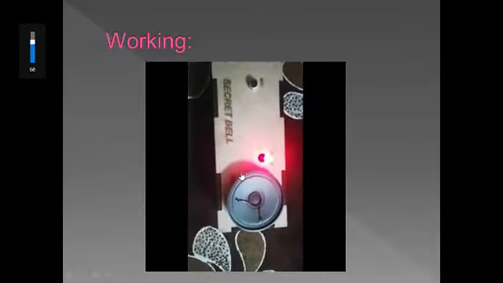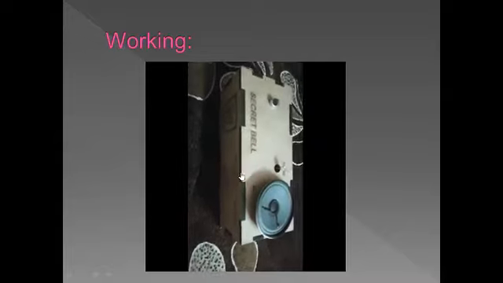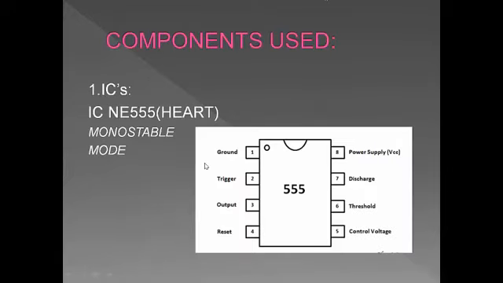So first I'll show you a glimpse of our project, a small working of it. So here when I blew the air in the mic, there was the pulse generated by the IC-NE555 and IC-UM66 generated the melody. Now first of all I'll show the list of components that I've used.